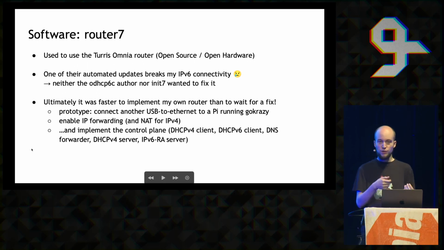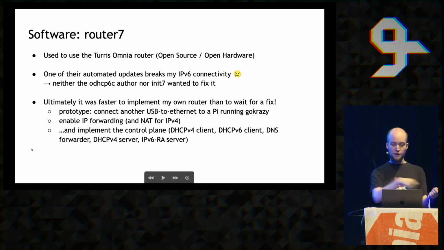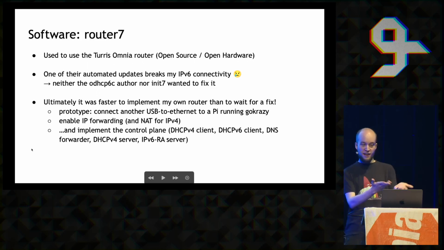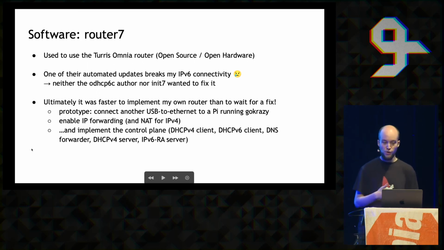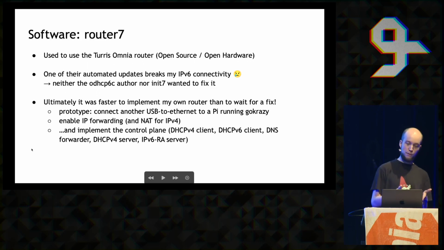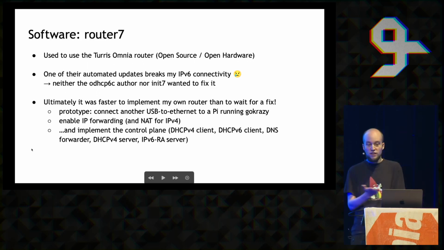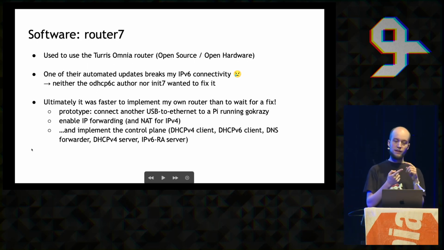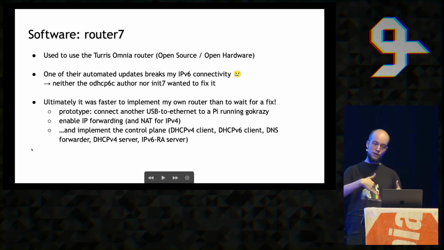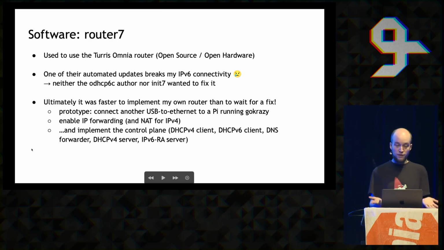My first prototype was I just used a Raspberry Pi, added another USB Ethernet interface so that I had 2 ports on it. And then I enabled IP forwarding, which is all you need for IPv6. If you want to use IPv4, you also need network address translation. And aside from that, you only need a couple of small programs to implement the control plane. So you need all of the addressing stuff, so DHCP v4 client and v6 client, DNS forwarder, and then for the internal network also a server for v4 and v6. But once you have all of that, you have a router.